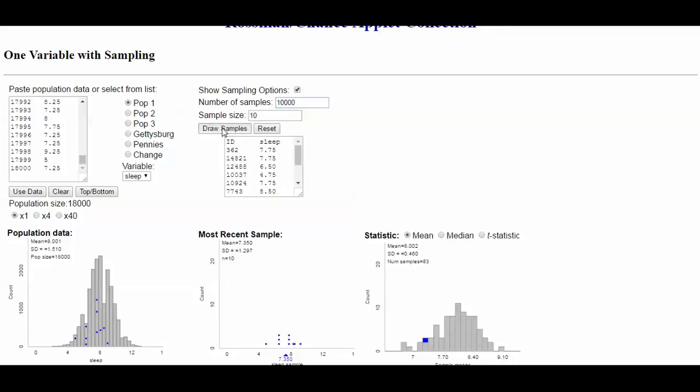So it's gonna draw 10,000 samples one at a time. Each sample will have 10 people, and it's going to calculate the mean of each sample. So it's going to plot 10,000 different sample means down here. So we can see that it is roughly normal. And if I click inside of here, I can actually look at the 10 people inside each of the samples.